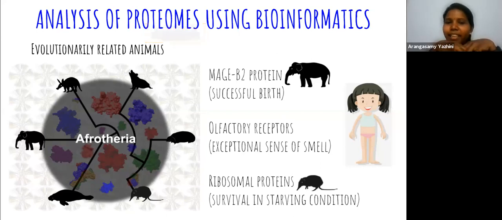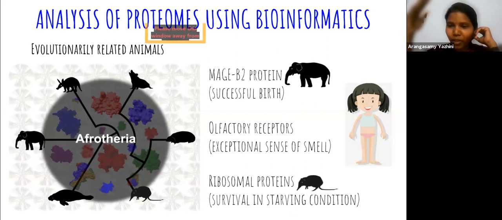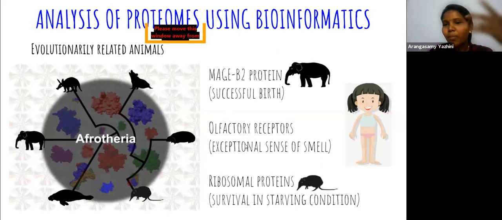The olfactory receptor is the reason, and the number of olfactory receptors in the elephant is way, way higher than what we have. We are highly evolved for visual cues. But these animals, all the Afrotheria that we have studied, are mainly well developed for smell.